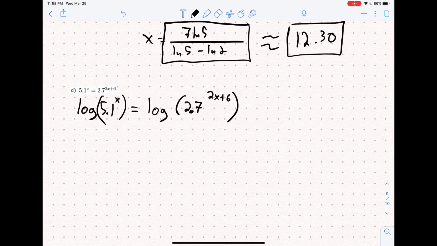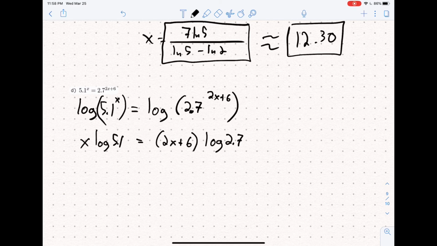Now, the fact that those are decimals doesn't matter. The point is that it's a base raised to a power, and when we have a log of a base raised to a power, we can move the power in front. And I'm going to do this on both sides. Here we have x times the log of 5.1, and then that's equal to 2x plus 6 times the log of 2.7.